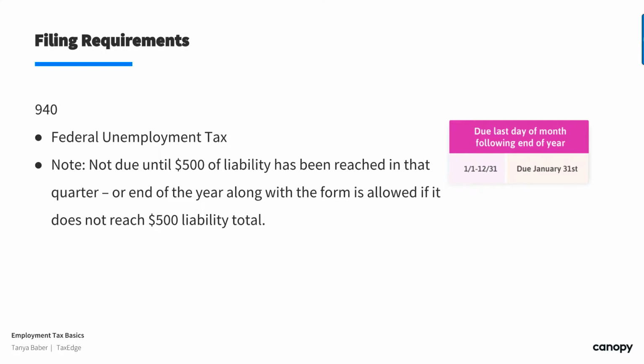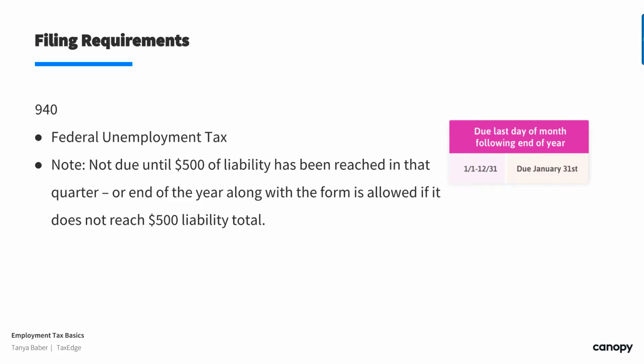An example I can give is if in your first quarter you're only at $100 liability, it's not due yet. Second quarter now you've accrued, let's say, $400 liability. You still don't have to pay it yet. But in third quarter, if you're now at $600, okay, that's when you have to pay it. If you never reach that amount, then you just pay it at the end of the year along with the form, as long as you're not over $500. So it's a little different in the way that they consider the due dates of those payments.